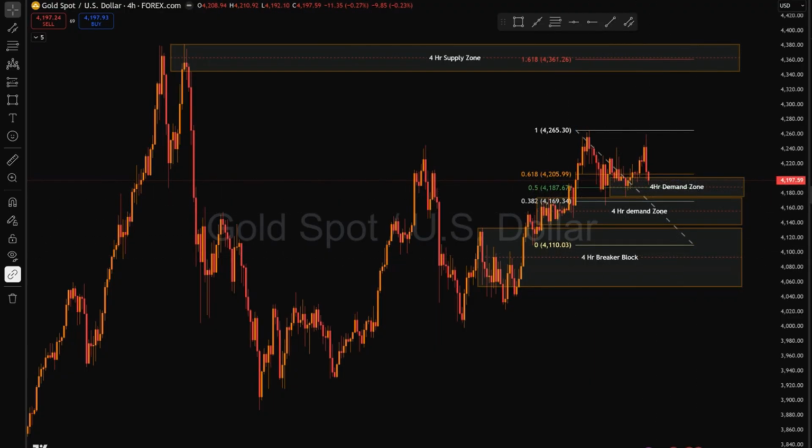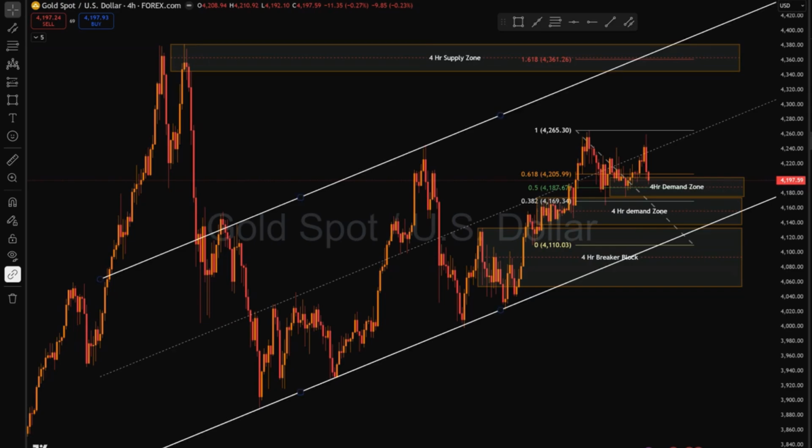3. Fibonacci levels. Price is currently moving within a key Fibonacci retracement cluster. 38.2% at 4,191. 50% at 4,205. 61.8% at 4,219. This is a classic decision zone, often leading to major breakouts once either buyers or sellers take control.